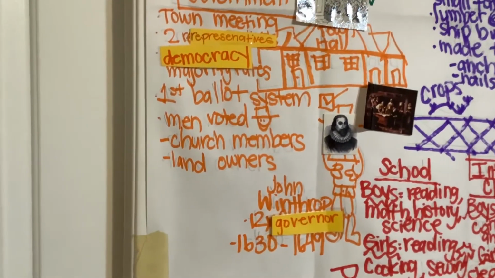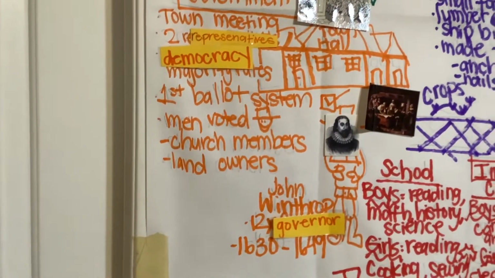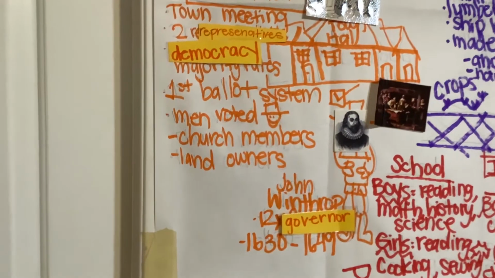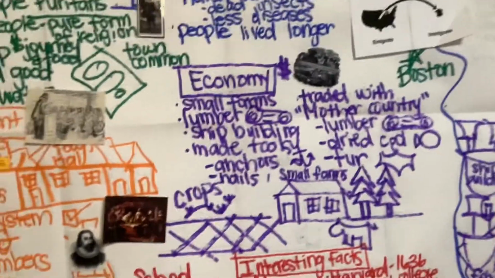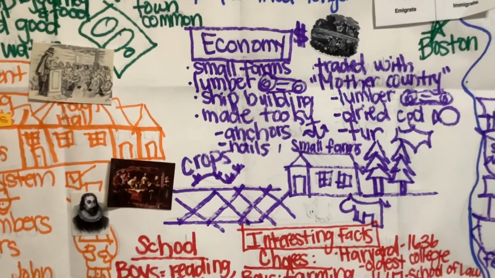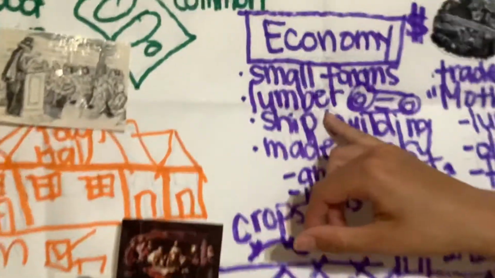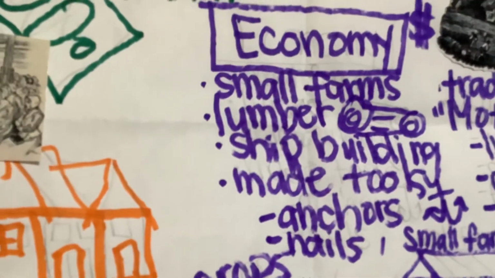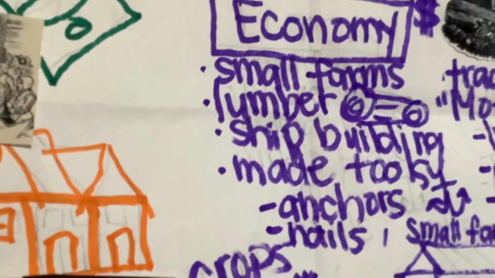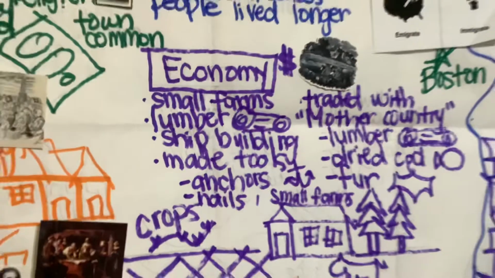Okay, we are going to move on to economy. Say economy. So in the Massachusetts Bay Colony, they made their money from small farms. Say small farms. They also made their money from lumber. Say lumber. And remember, lumber is the wood of a tree that is cut down.